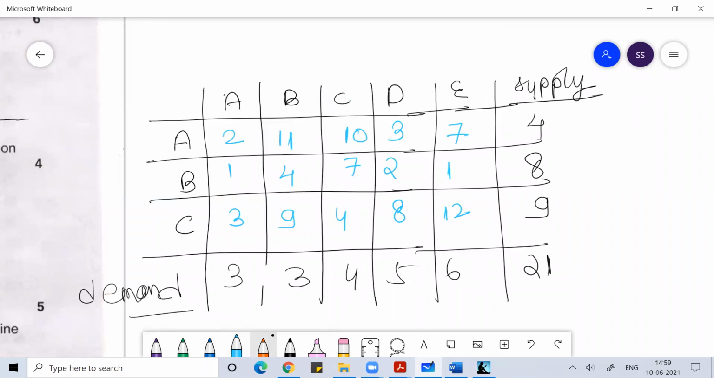Can I start solving this? So you start with the first cell, northwest. When I say northwest corner method, I mean the northwest cell, which is the first cell, first row, first column. Start with that cell. You can see demand is 3, supply is 4.